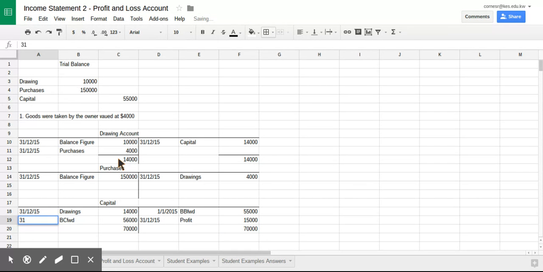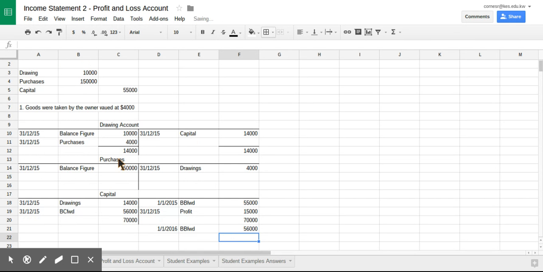Put the dates in. Don't forget to put your balance brought forward at the start of the next year, and that's going to be 56,000. And that's our capital account finished. That's really the last two accounts that we need to be able to balance off.